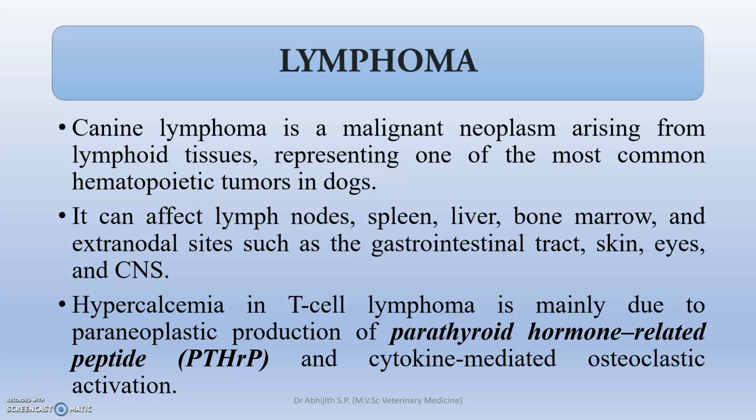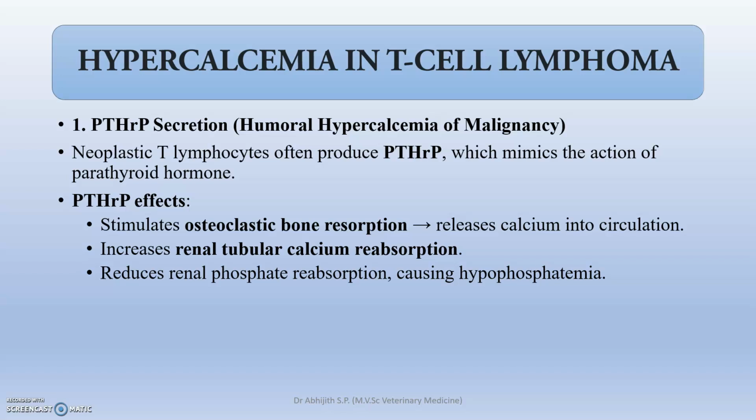So the main reason behind hypercalcemia in T cell lymphoma is the production of parathyroid hormone related peptide. It's actually a paraneoplastic syndrome, and due to the production of parathyroid hormone related peptide, it is called PTHrP. The second main reason is cytokine mediated osteoclastic activity. So the first reason: neoplastic T lymphocytes often produce PTHrP, which mimics the action of parathyroid hormone.